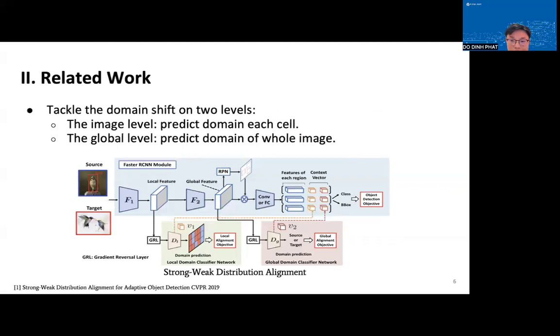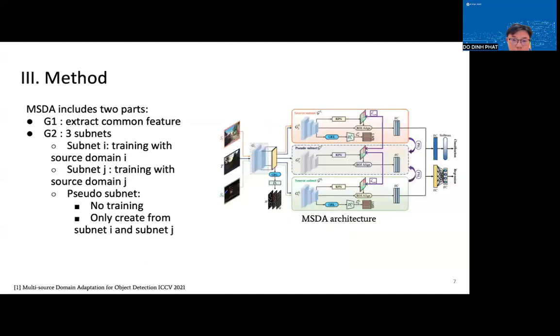Strong-weak distribution alignment for adaptive object detection is an updated version of the DANN thesis that uses two domain classifiers. The local domain classifier network predicts the domain of each cell in the feature map to align local features. The global domain classifier network predicts the domain of the whole image to align global features.